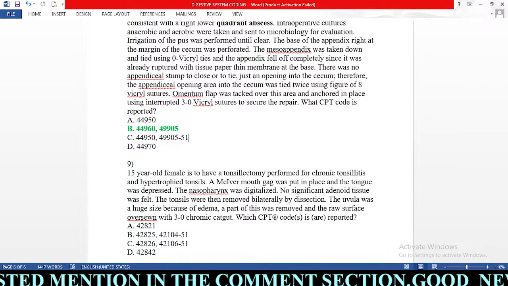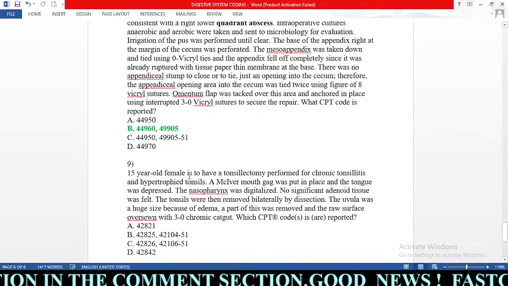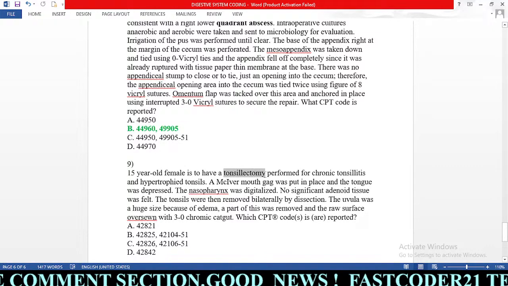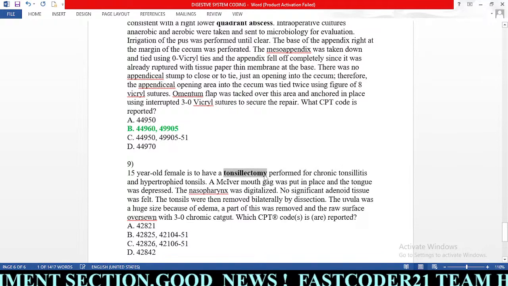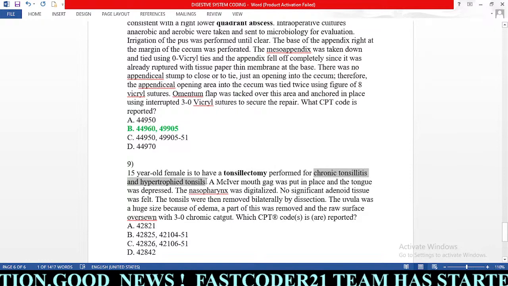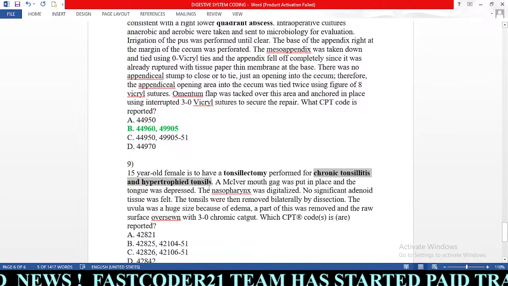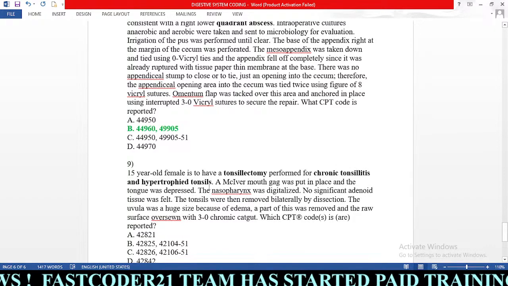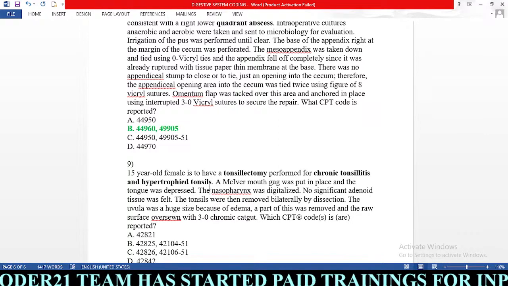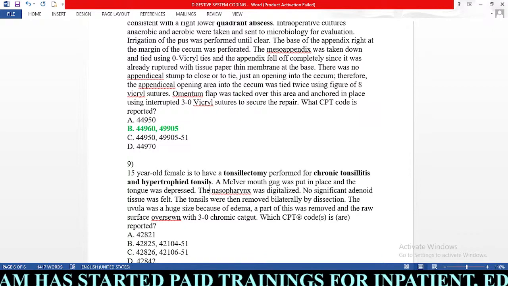So, okay, we will discuss our answer now. A 15-year-old female is to have a tonsillectomy. Tonsillectomy means removal of the tonsil, performed for chronic tonsillitis and hypertrophied tonsil. So basically, inflammation of the tonsils, and because of that inflammation, the patient has hypertrophied tonsils. Hypertrophy means the tonsil size will increase.